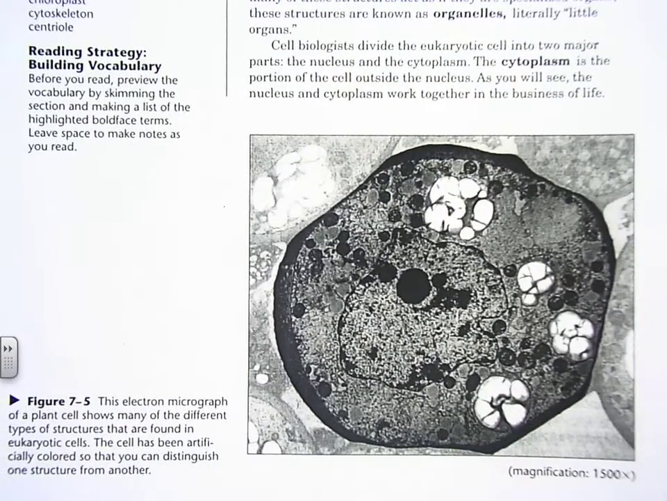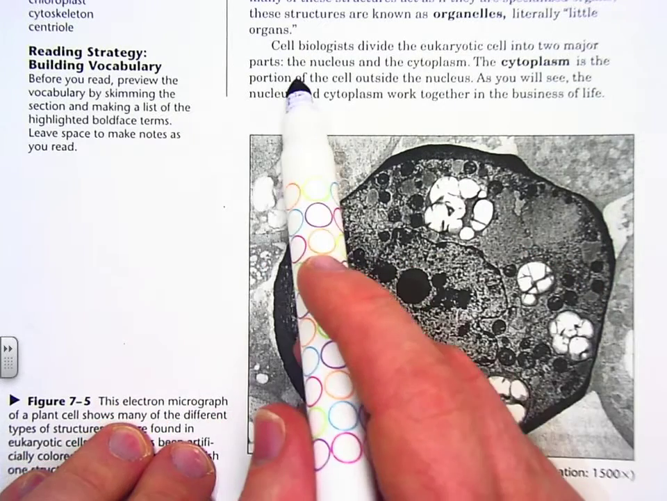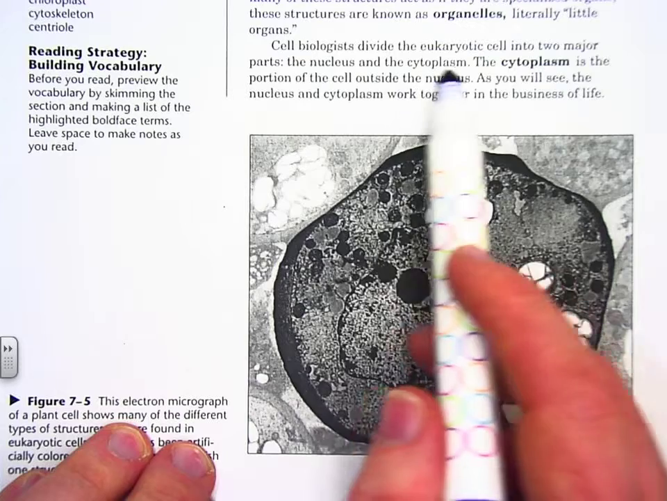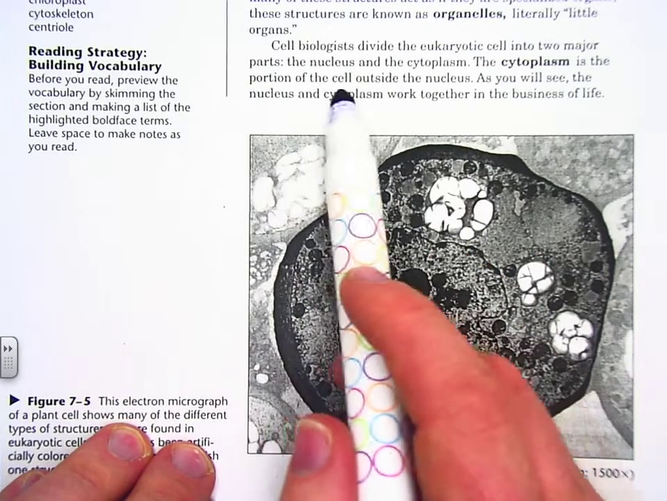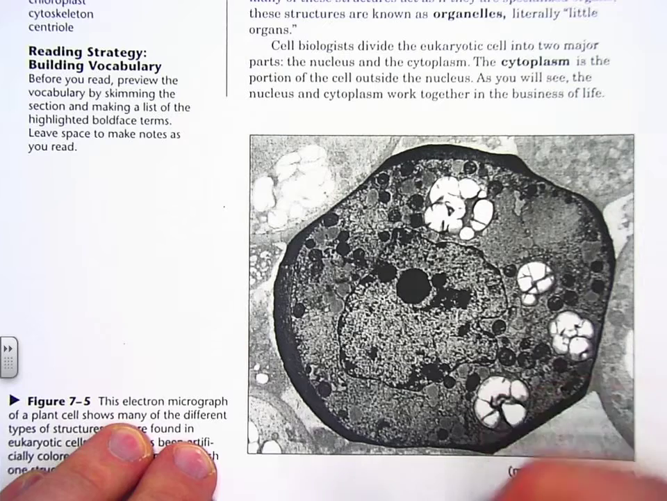Cell biologists divide the eukaryotic cell into two major parts, the nucleus and the cytoplasm. The cytoplasm is the portion of the cell outside the nucleus. And as you will see, the nucleus and cytoplasm work together in the business of life.